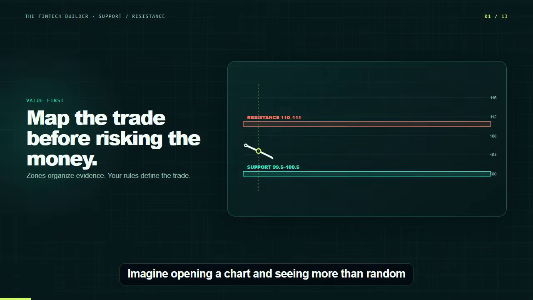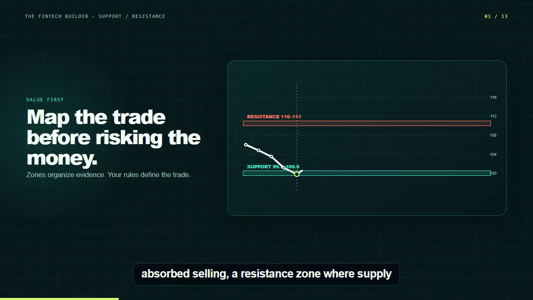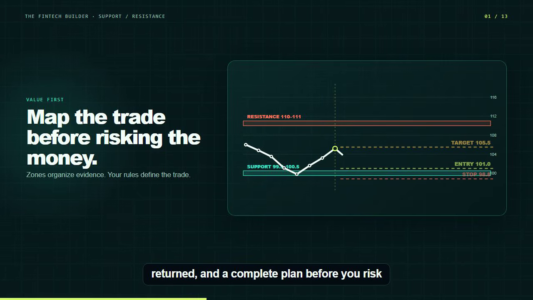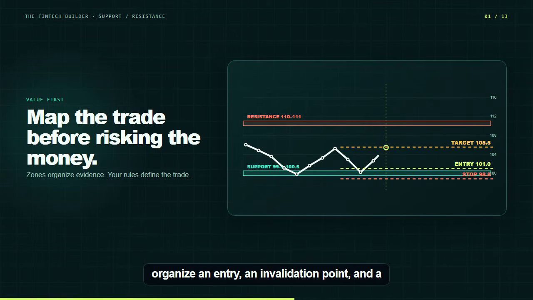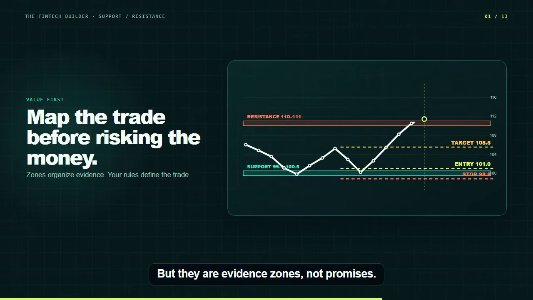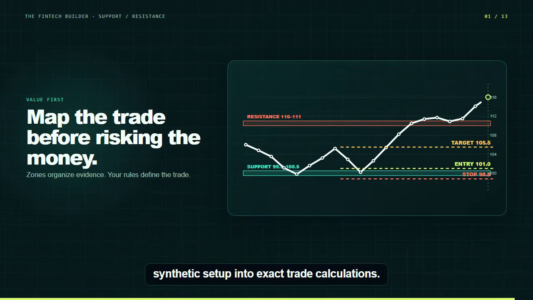Imagine opening a chart and seeing more than random candles: a support zone where buyers previously absorbed selling, a resistance zone where supply returned, and a complete plan before you risk $1. Support and resistance can help organize an entry, an invalidation point, and a target, but they are evidence zones, not promises. In this video, we will build that map, then turn one synthetic setup into exact trade calculations.